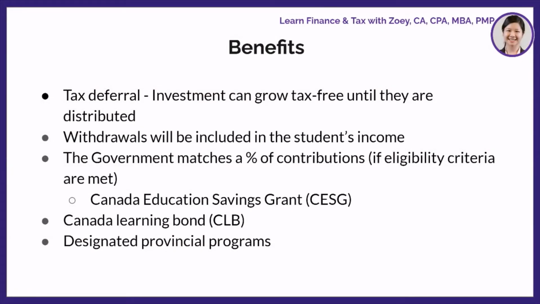There are many benefits for investing in an RESP. Any income you earn in the plan is exempt from tax as long as the money remains in the plan. Since you don't have to pay taxes on the investment income, your money can grow faster. Also, since withdrawals will be included in the student's income, who will likely be in the lowest income tax bracket, they likely will not have to pay any income taxes on the withdrawals. Finally, the government matches a percentage of your RESP contributions.